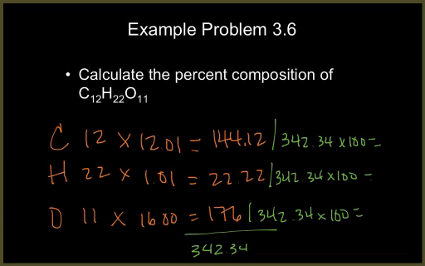Once I work through that, I will find that carbon is 42.10%, hydrogen 6.49%, and oxygen 51.41%. All of these percents should add back up to 100, or really, really close to 100. But again, you're taking the mass of each component, dividing it by the total, and multiplying by 100, and that gives you your final percents.